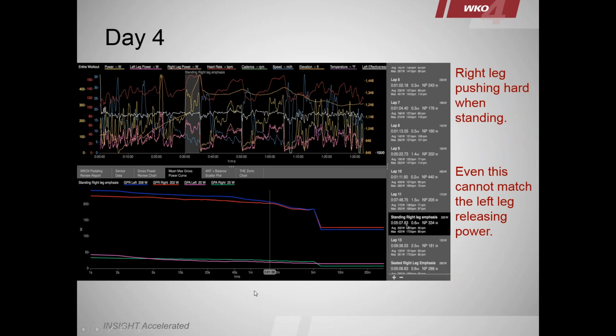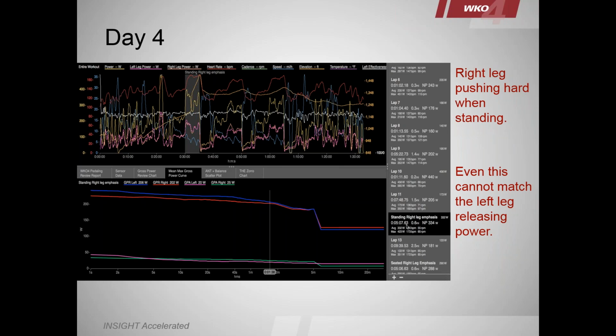Now the right leg is really going to be the thing that is emphasized, both standing and seated. In this case, you're going to push as hard as you can with the right leg. We see that the left still dominates. The left leg, the blue line, the gross power released, is still above that right leg. So even though you're pushing as hard as you possibly can with that one leg that's releasing less power, it still is not able to match it.